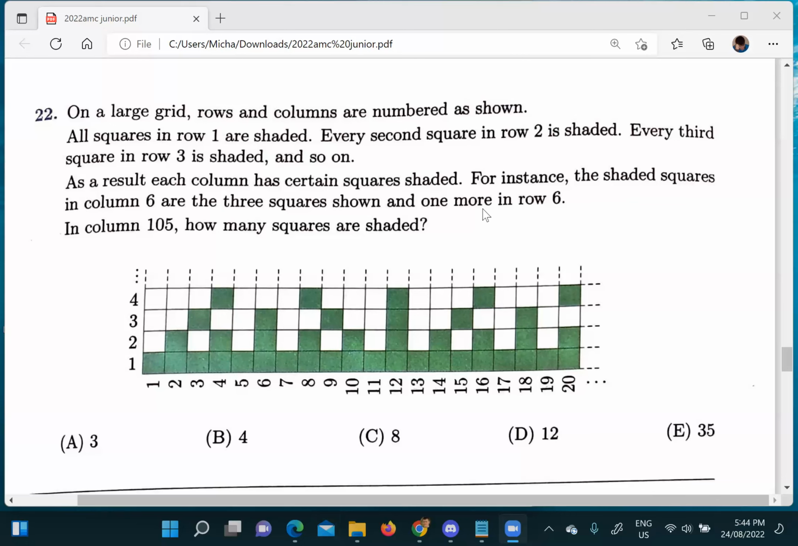Anyway, do you know what the question's asking? You don't know what the question's asking. So what are you doing about that now? I don't understand it. Do you know what the word column means? Because that would really help. Okay, this is column 20, yeah? So I could ask you how many squares are shaded in column 20? But the actual question is how many squares in column 105 are shaded? You understand?